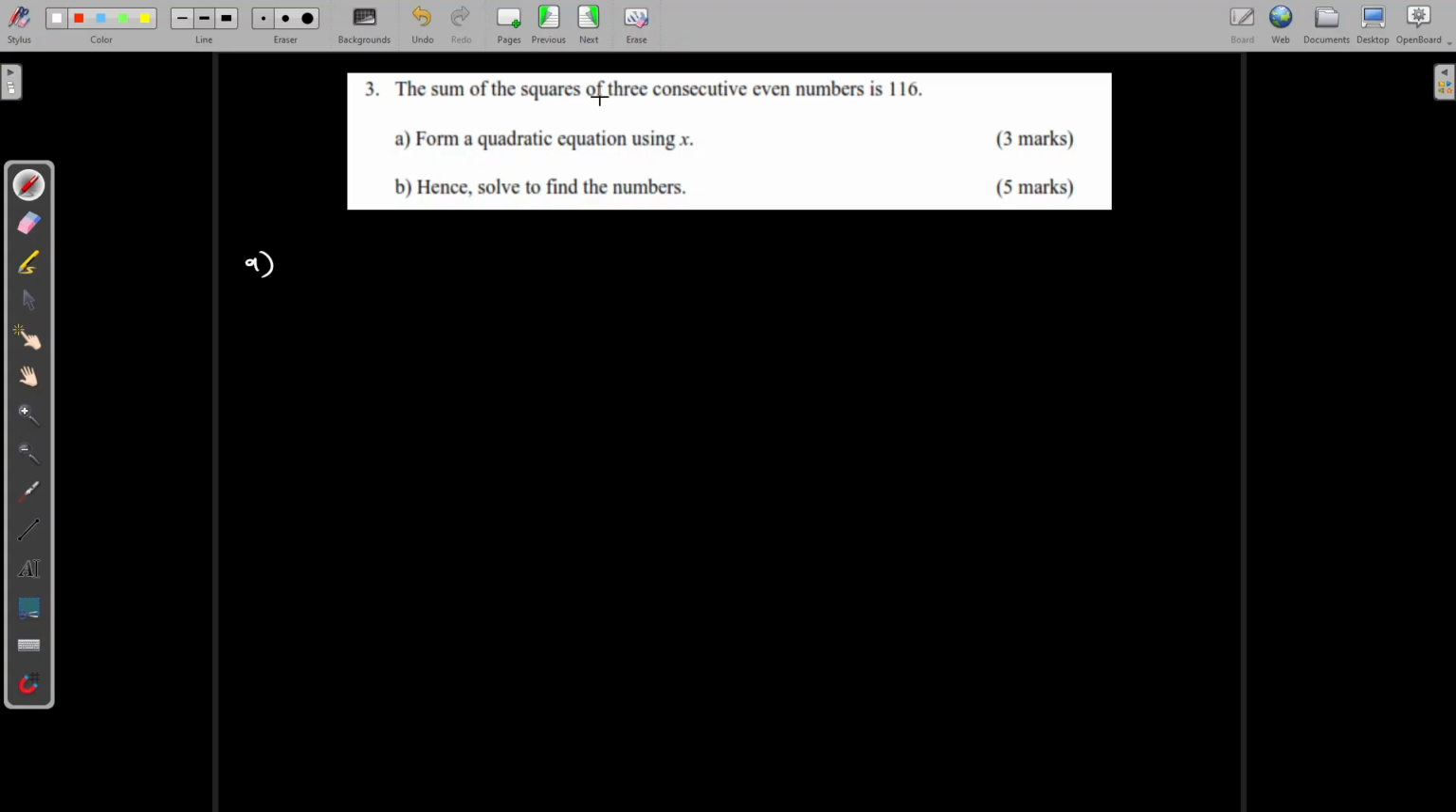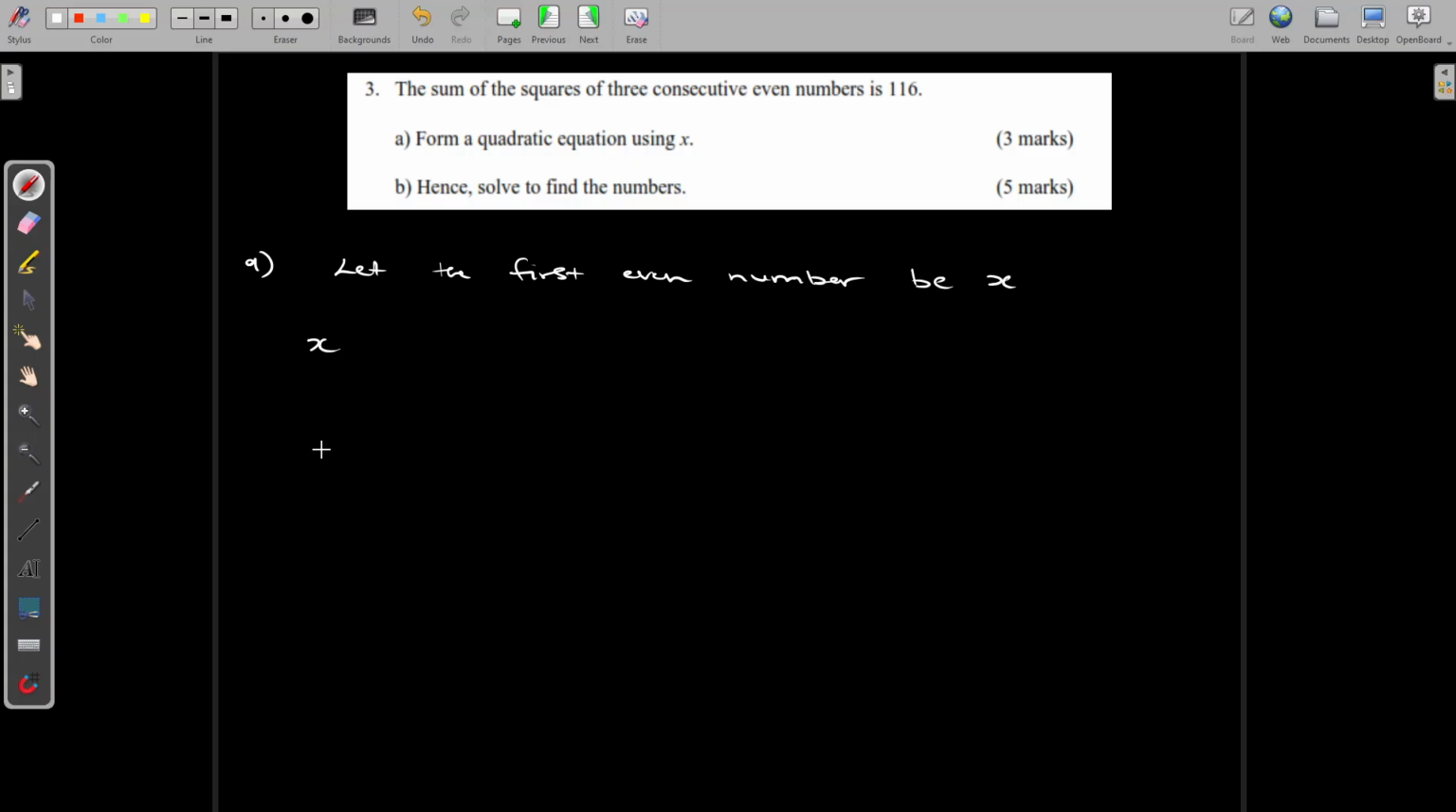So the sum of the squares of 3 consecutive even numbers. We can start this off by saying, let the first even number be x, because they said we should form a quadratic equation using x. So we're assuming that the first even number is x.